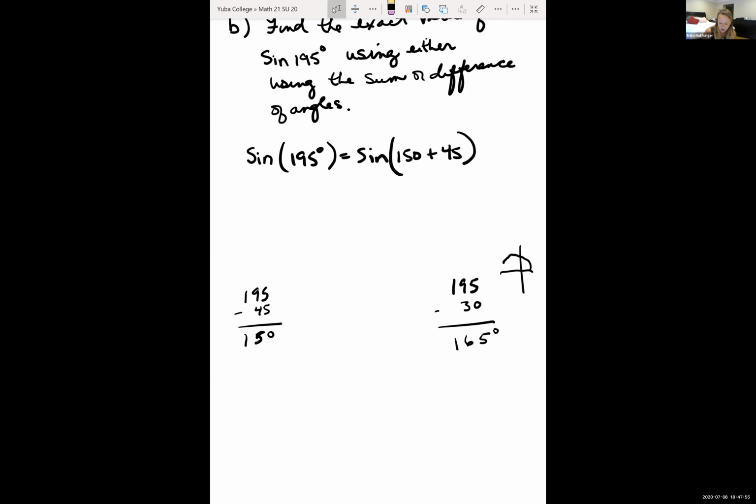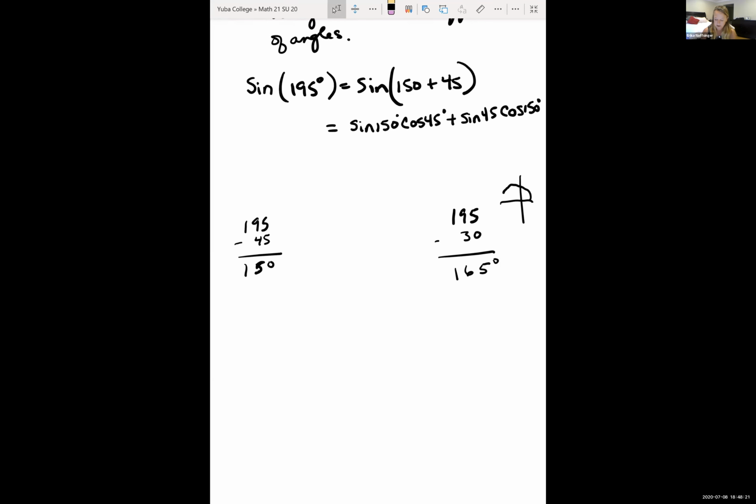Both of those we know. So sine, the formula for the sum of angles is sine cosine, same sign plus sine cosine. So sine of the first, 150. Cosine of the second, 45. Same sign plus sine of the second, 45. Cosine of the first, 150. So 150 is contained in quadrant 2, and our reference angle is 30 degrees.